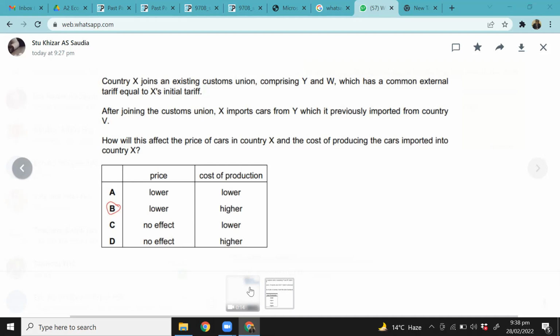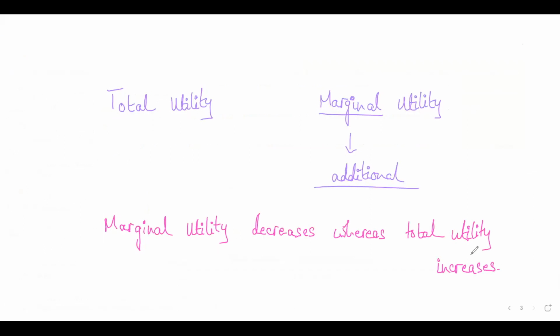Okay, let me explain. Students, have a look at this. It will require some calculations. As I said, it's a difficult one, but have a look at this. There are four countries involved. Country X is the one that we are deciding for. Then there are two more countries that are already part of the union, Y and W. So they're already part of the customs union.